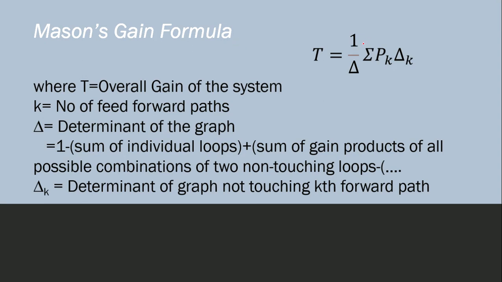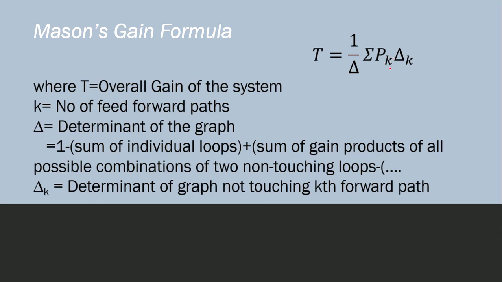Mason's gain formula gives us the overall transfer function of a system. Now this delta here is actually giving you the determinant. What is determinant? I will come to it later. Now here, for a signal flow graph, the number of feed-forward paths is given by this alphabet k. So k is giving you how many feed-forward paths.